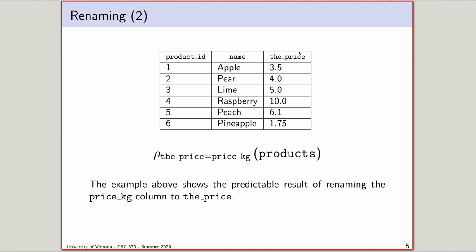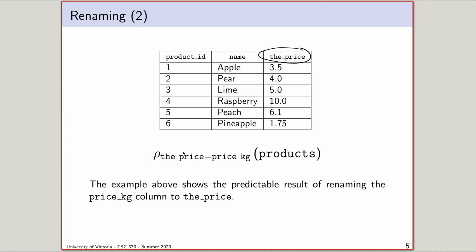So instead of calling this column price per kilogram, I've decided to call it the price. And you can see I'm using the assignment style notation to change the column name, and although it's an assignment statement, we do view that as a move, not a copy. So if I take this column and rename it, it no longer exists. Instead, this new thing takes its place.